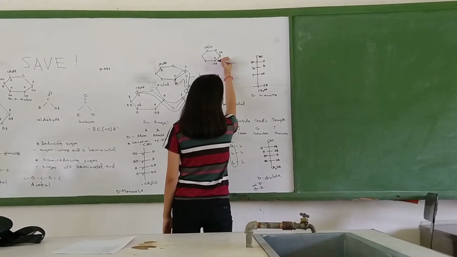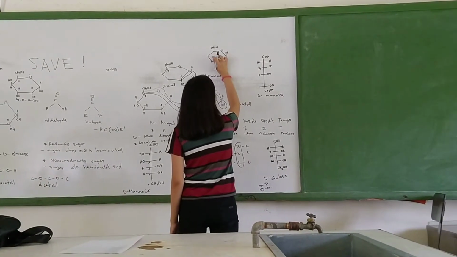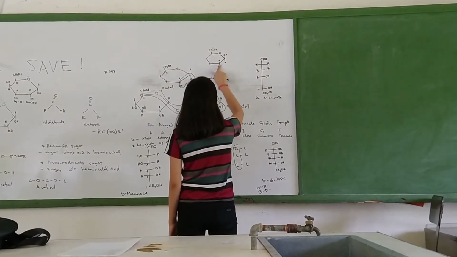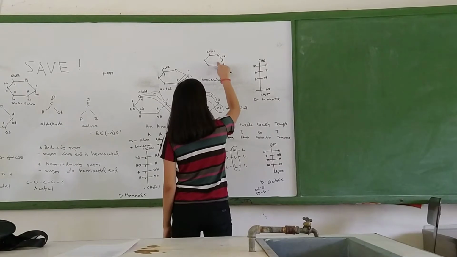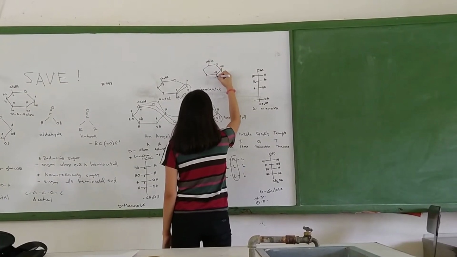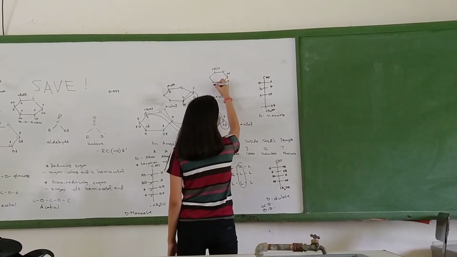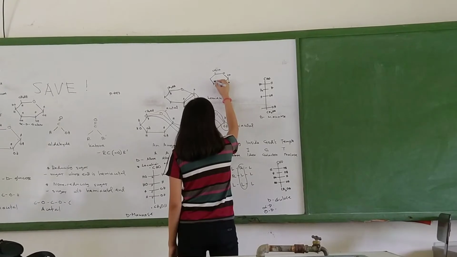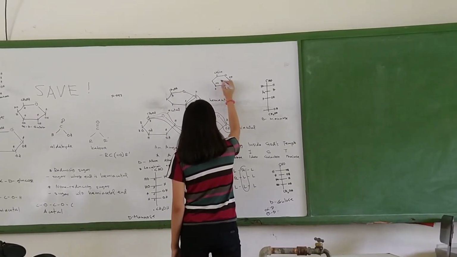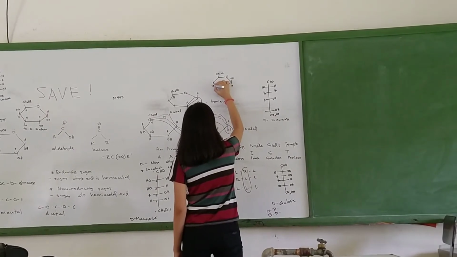Okay, second carbon, remember, the OH is on the left. It's up, not down. Then the third carbon, the OH is still on the left. Fourth, the OH is on the right.